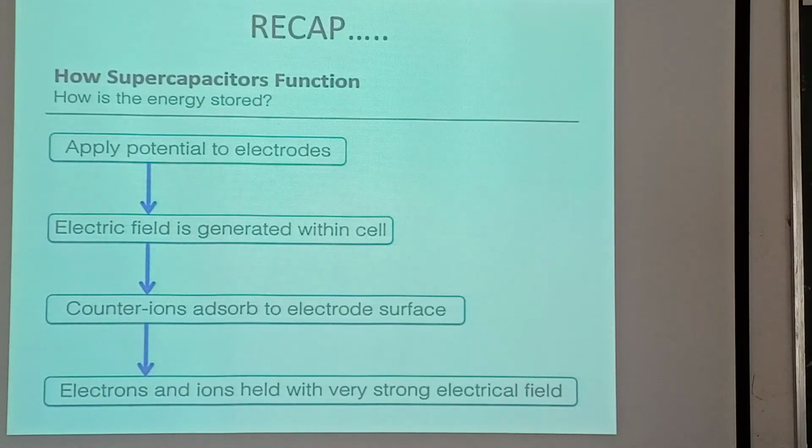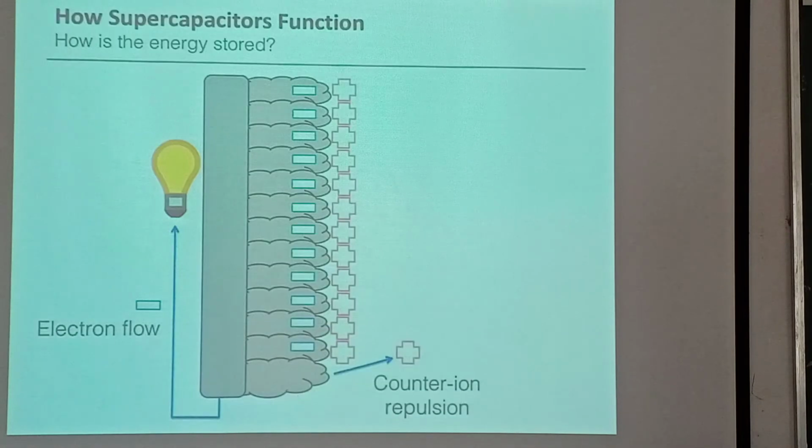So, a recap of the slides. Apply potential to the electrodes, and an electric field is generated within the cell. Counter ions adsorb to the electrode surface. Then electrons and ions are held with a very strong electric field. So these electrons flow through the circuit, we will get energy, and the bulb will glow.